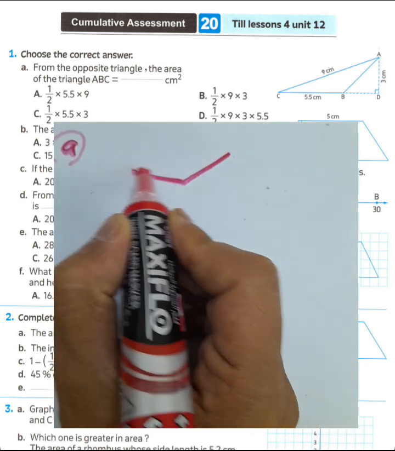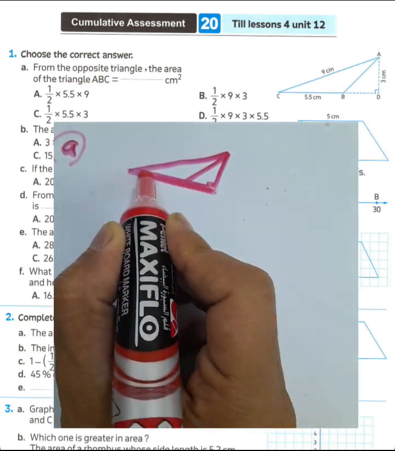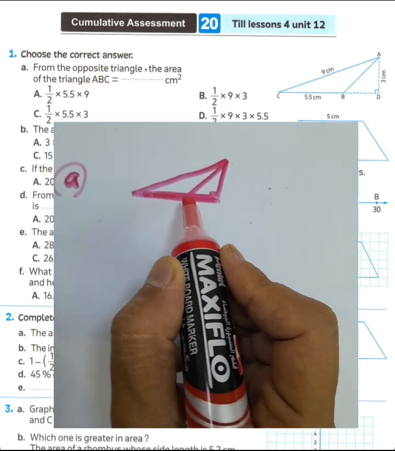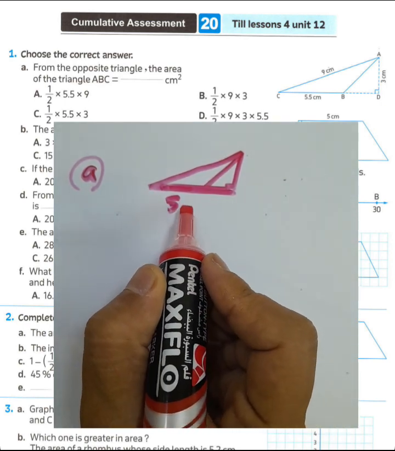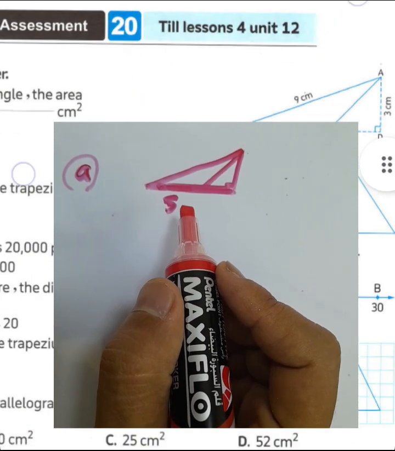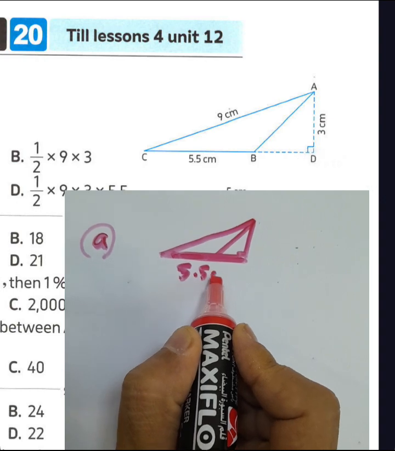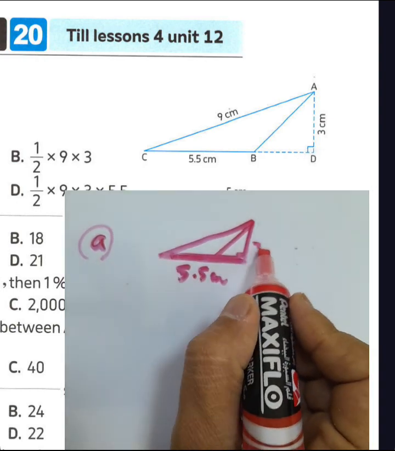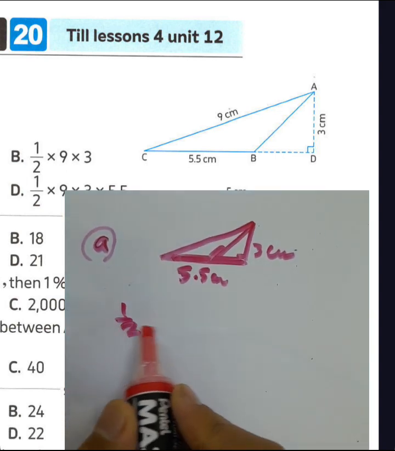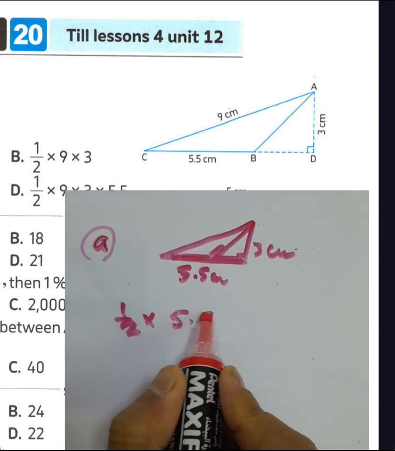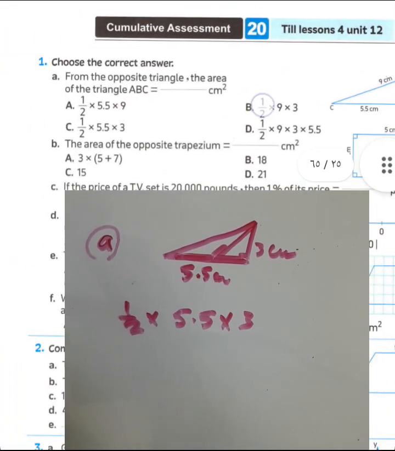We have an obtuse triangle, and this height is perpendicular to the base here. The base was 5.5 centimeters, and the corresponding height was 3 centimeters, outside because we have an obtuse triangle. The area will be half the product of the base by the height. Choose letter C.